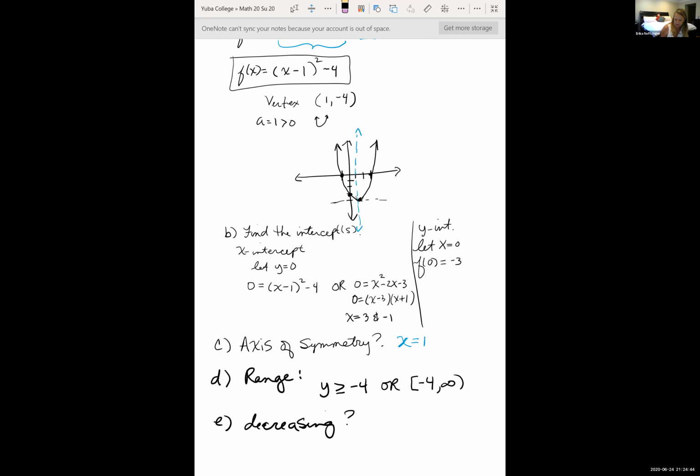You should be able to locate where it's increasing and decreasing, and it's changing directions at the vertex. So notice on ours, when it's a parabola facing up, it's decreasing till we hit the vertex. So it's decreasing from -infinity to the x value of our vertex, which is 1. And then it starts increasing when x is 1, going to infinity.